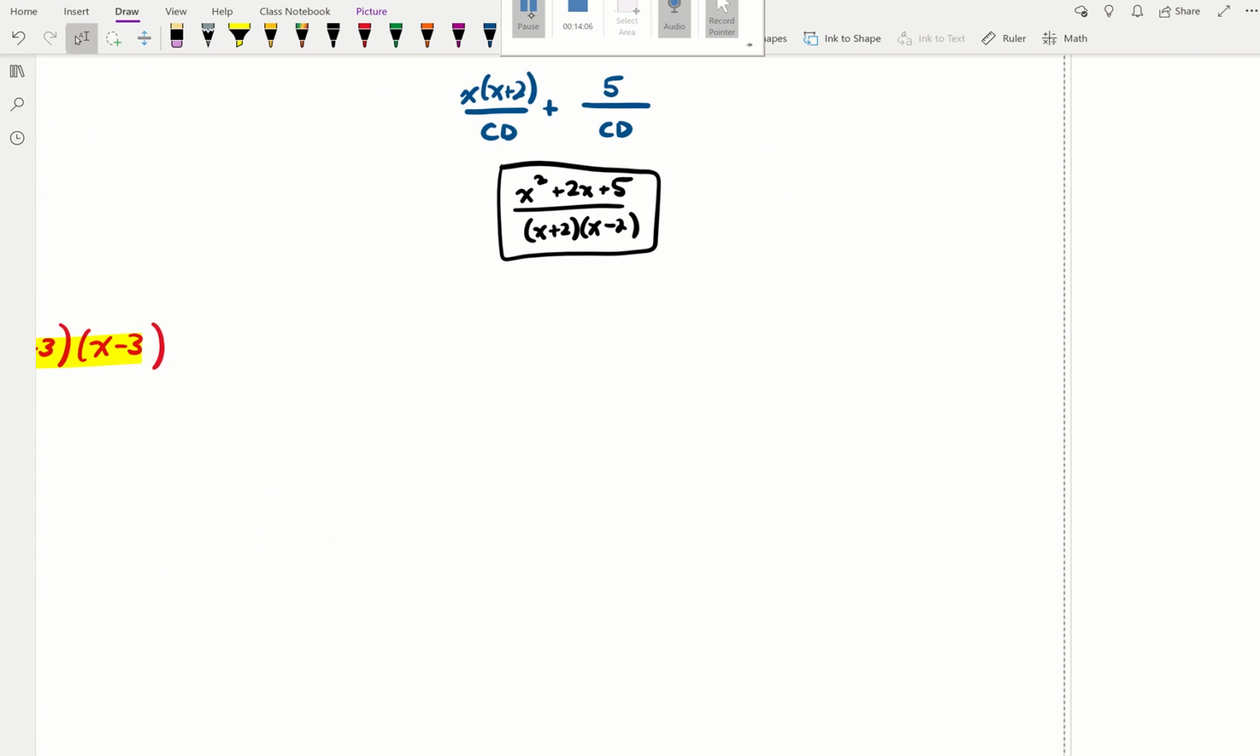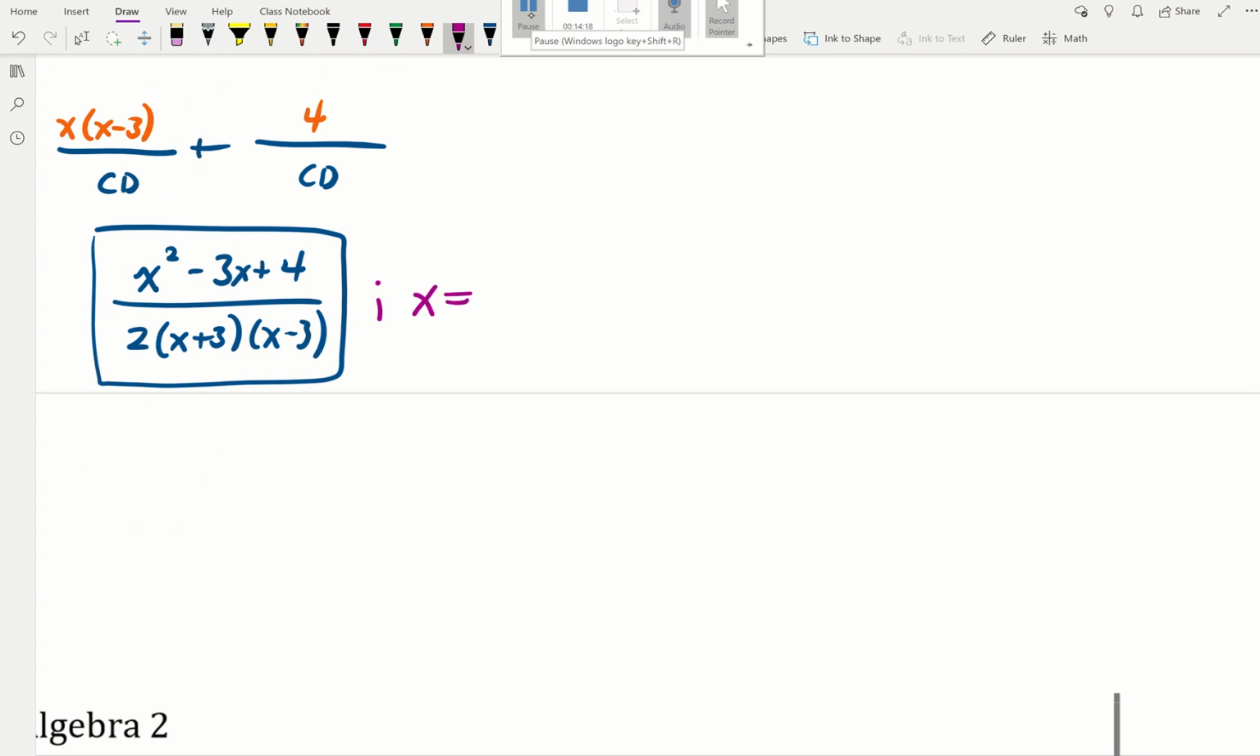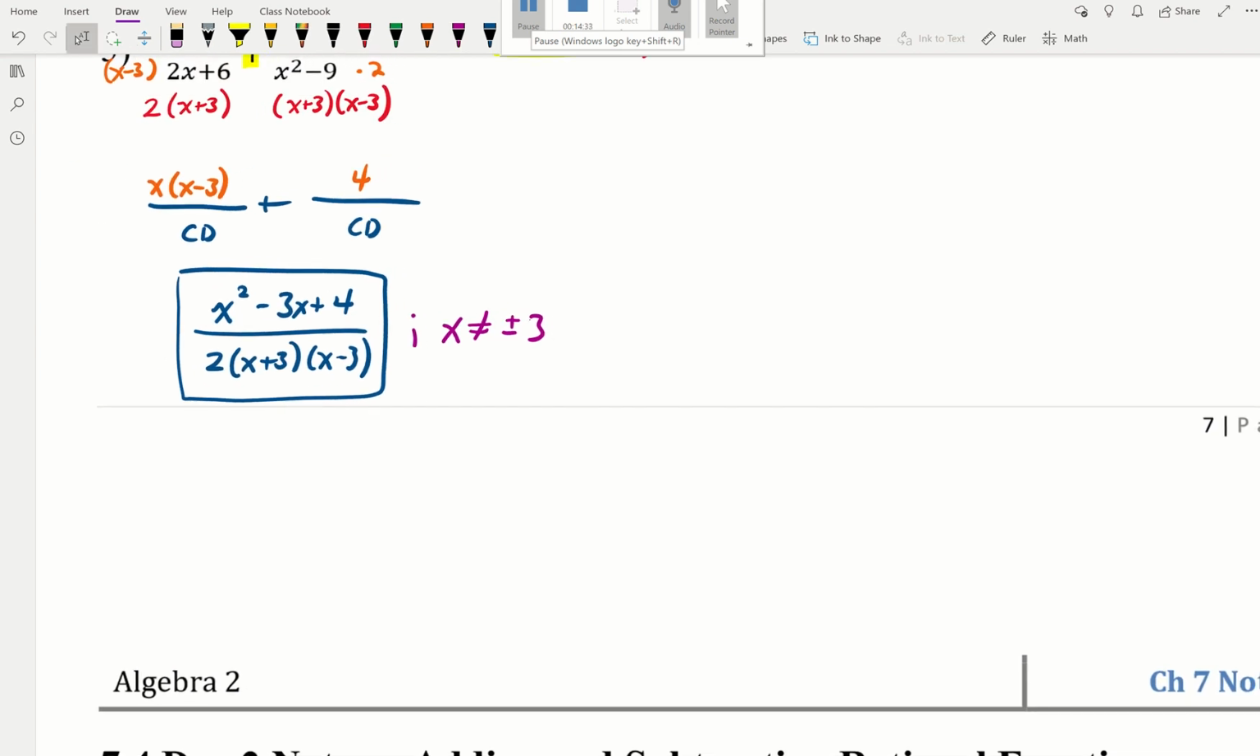Over here, if my denominator has factors of x plus 2 and x minus 2, then x cannot be plus or minus 2. And then finally over here, if our denominator has factors of 2, x plus 3, and x minus 3, nothing's going to make the 2 zero, but x cannot be plus or minus 3. So that's just something to make sure you understand how to do.